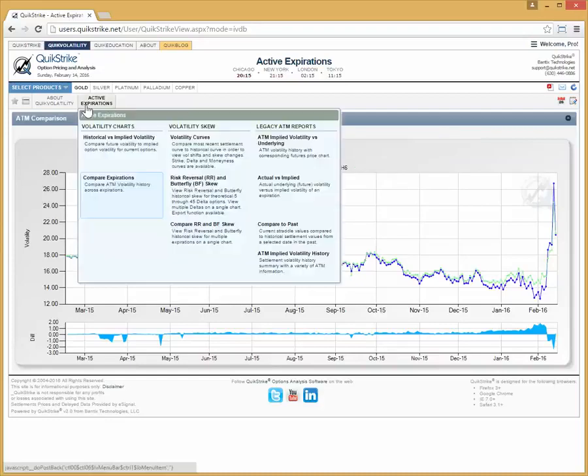So what we've covered here is the historical versus implied volatility and the compare expirations. We're going to spend another video looking at this vol skew section because we're at a pretty good length so far. So we want to give you a chance to digest this information, and then maybe prior to the next video that you see about quick volatility, you'll have a chance to take a look at the volatility curves, risk reversal butterfly, and the compare risk reversal and butterfly skew.